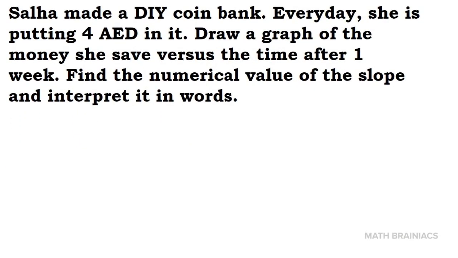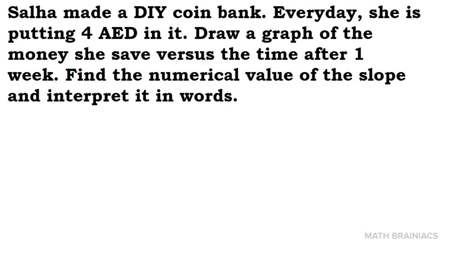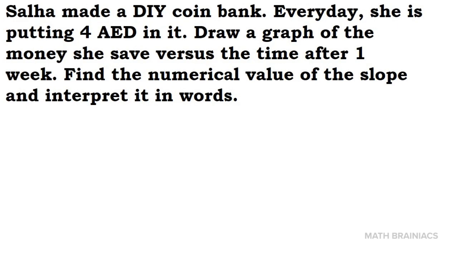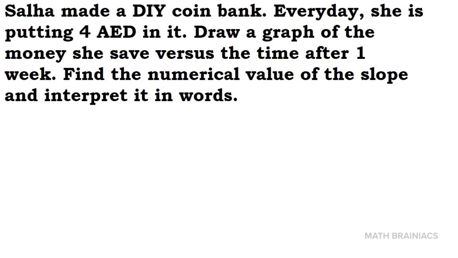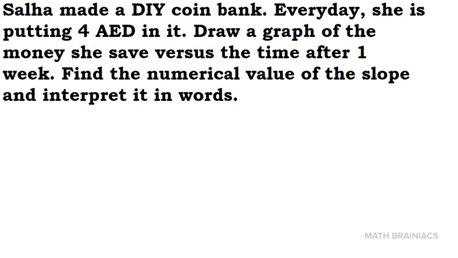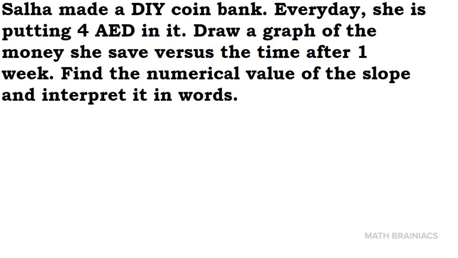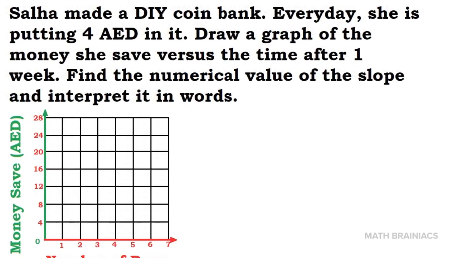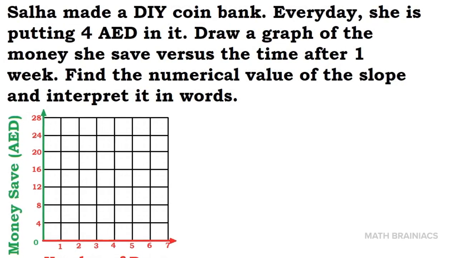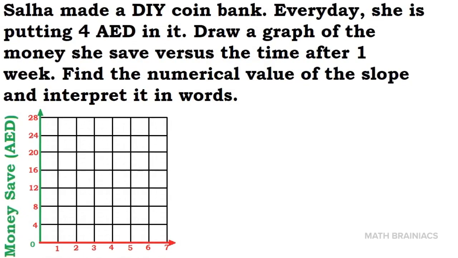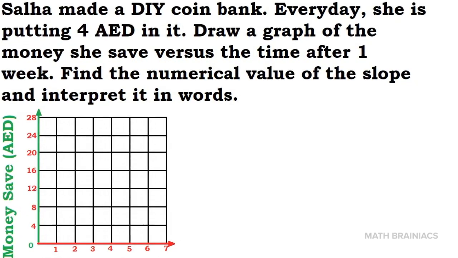Let us work on this example so that you will be guided. Salha made a DIY coin bank. Every day, she is putting 4 dirhams in it. Draw a graph of the money she saved versus the time after 1 week. Find the numerical value of the slope and interpret it in words. We are going to draw a coordinate plane where the y-axis indicates the money saved in dirhams and the x-axis indicates the number of days.